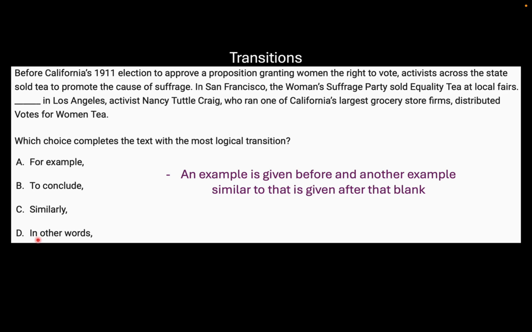In other words is basically the same as to conclude. It summarizes it. So choice C is the correct answer.